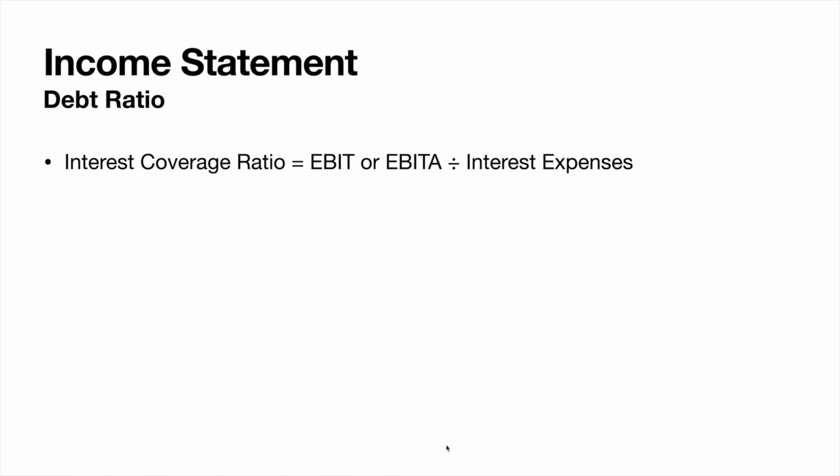Debt ratio. Interest coverage ratio equals EBIT or EBITDA divided by interest expenses. You can either use EBIT, earnings before interest and taxes, or EBITDA, earnings before interest, taxes, depreciation, and amortization. For this equation, it doesn't really matter. And it shows the company's ability to service its debt based on its current available earnings. This ratio is very important because the higher the number, the healthier the company's financial position to pay its debt, and a low number indicates that the company doesn't have enough profit to cover its debt.